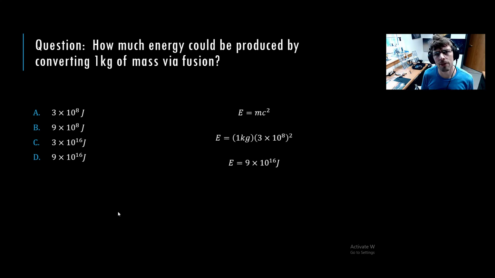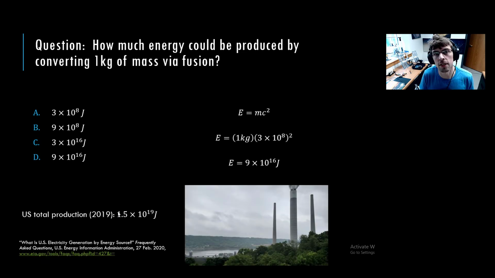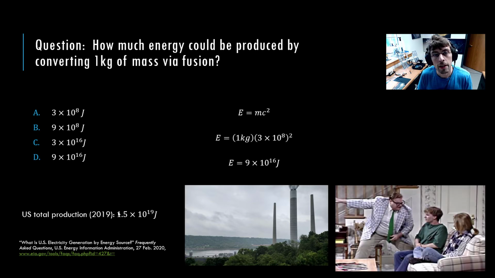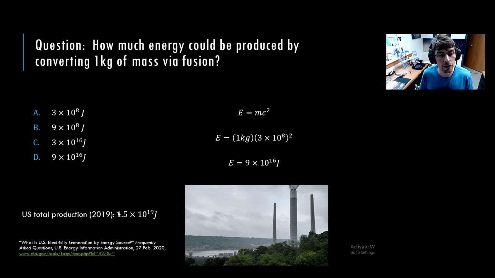Now, that might not mean very much. Where does that come from? So let me give you another idea here. For comparison, this is an image of the Clifty Falls Power Plant down by the river. And just for a comparison, the U.S. total production in 2019, which is like 500 coal-fired power plants all over the United States, running 24 hours a day, 365 days a year. The annual production of everything total is about 10 to the 19th joules.